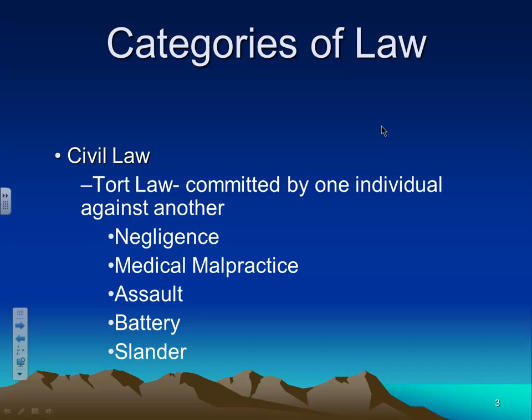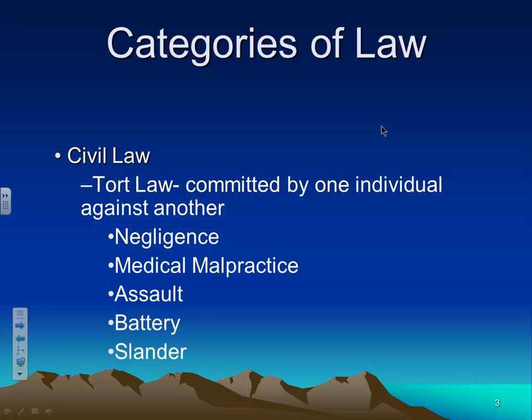Civil law is something you need to be familiar with, because civil law is what you're most commonly going to encounter if you have a problem in EMS. Under civil law, we're more concerned with tort law. You need to know what a tort is. A tort is something that's committed by one individual against another.